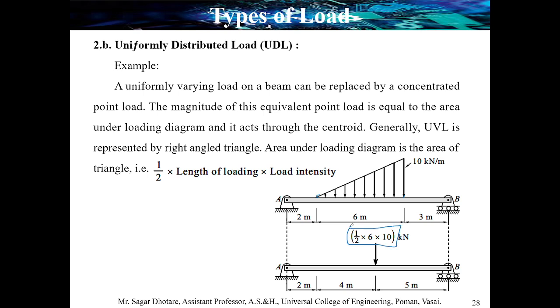The equation for magnitude is 1/2 times W times L. So 1/2, W is 10, and the length L, that is the span, is equal to 6. So we will get the magnitude. What about the distance? It is 2/3 of L, or you can say 1/3 of L. From this point it is 1/3, and from this point it is 2/3.